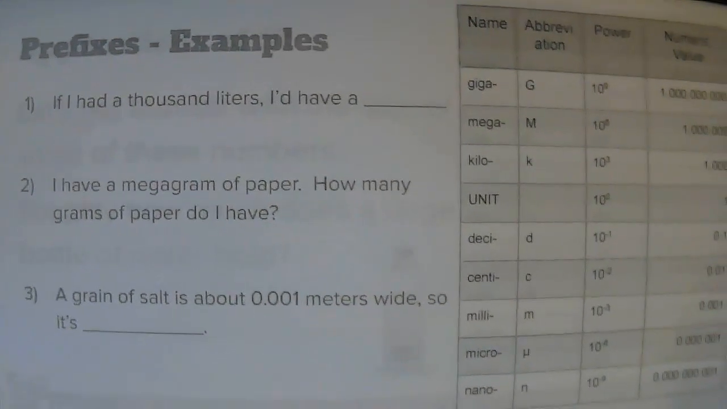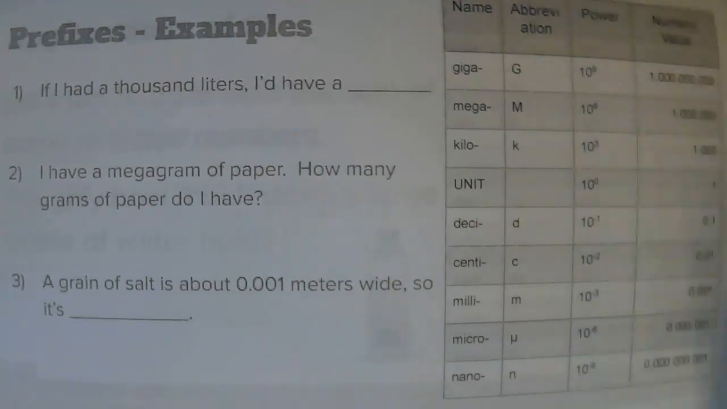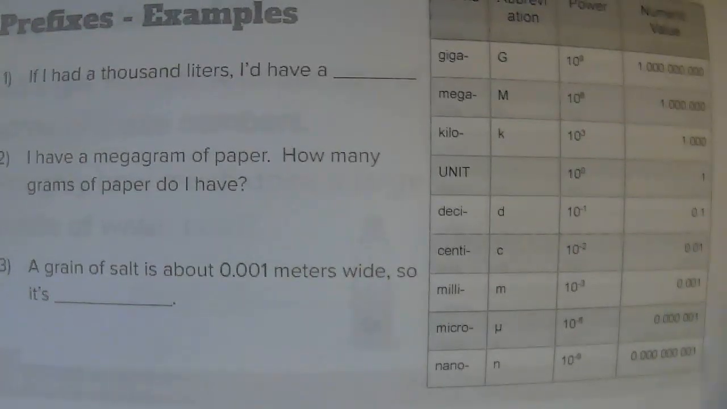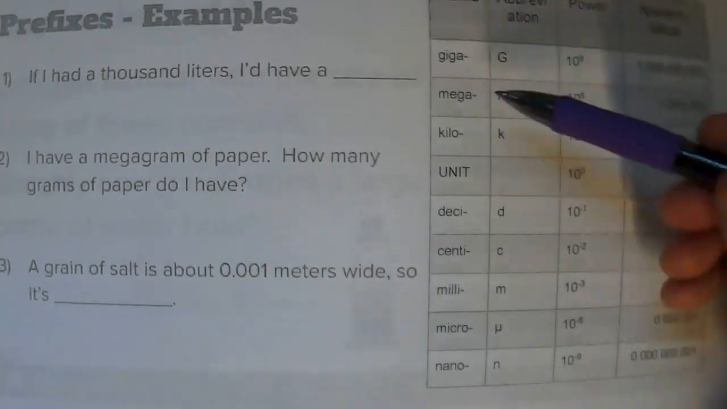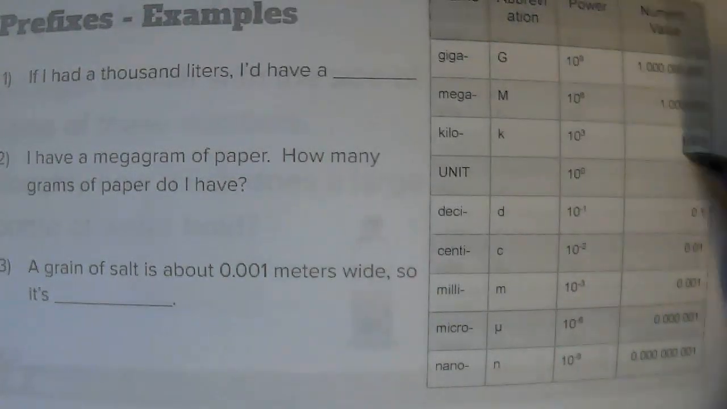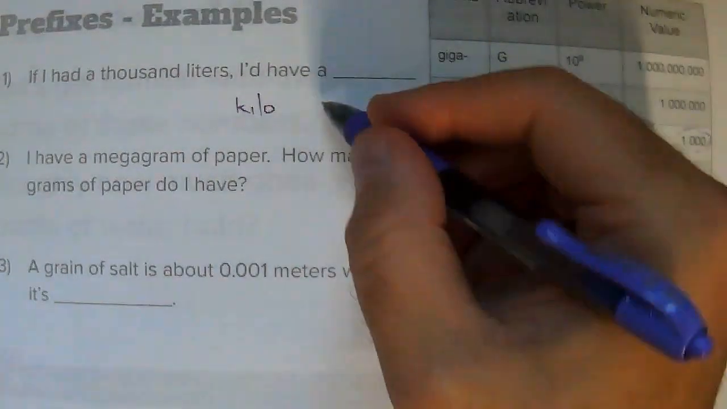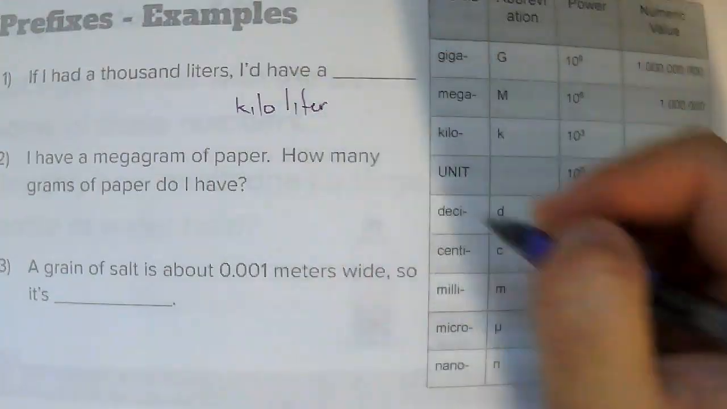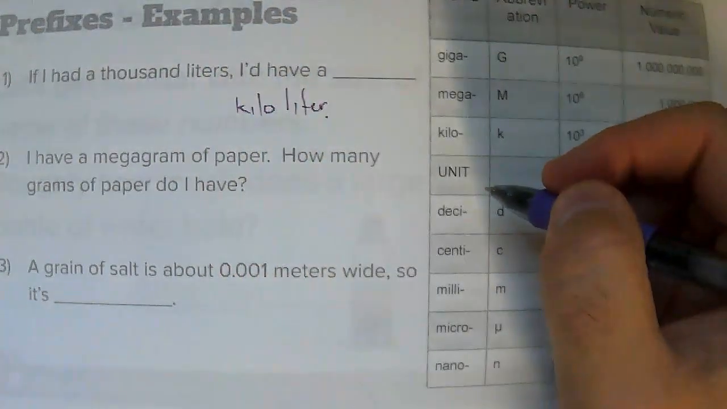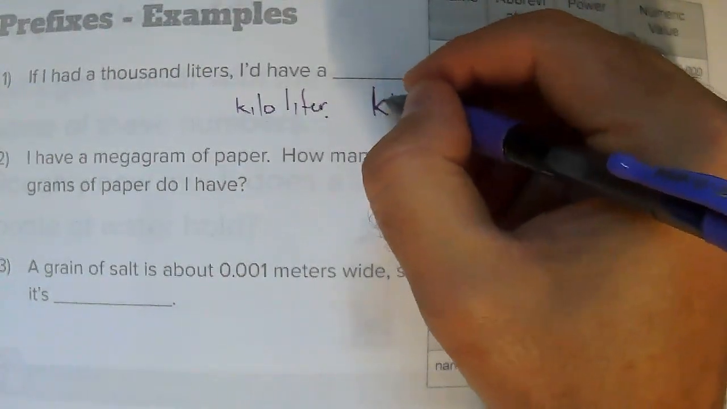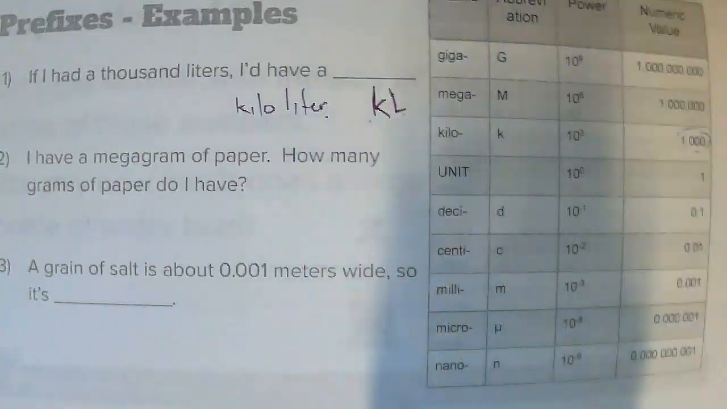Okay, so some examples. We did these in class, but we can do them here too. If you want to try them on your own, feel free to pause the video. It says if I had 1,000 liters, we're looking for the prefix that means 1,000. That would be kilo for 1,000. Then we need liters, so we would have a kiloliter. Or if you were going to write this, it would be kL, the abbreviation for that.